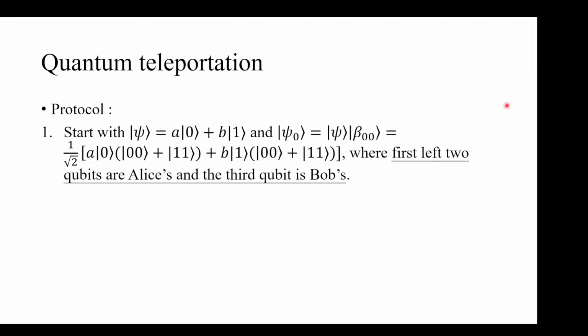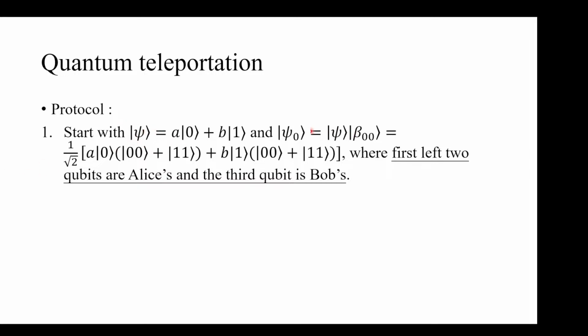So the protocol goes like this. We are just going to give a very mathematical description of the protocol. The protocol starts with Alice having this unknown quantum state psi, equal to a|0> plus b|1>, where we just have arbitrary a and b with whatever normalization is needed. Here a and b parameterize our totally arbitrary unknown quantum state psi.